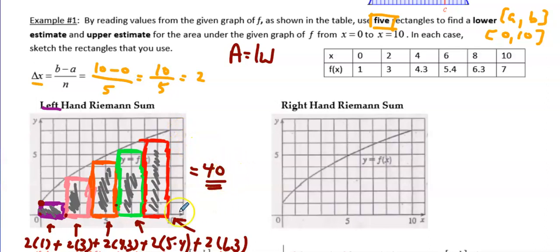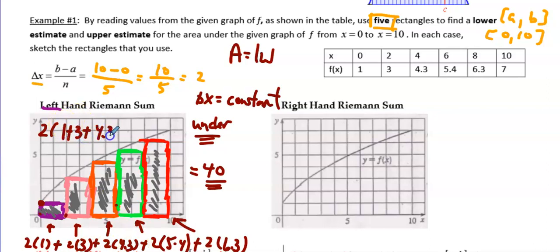So what we can now say about this is a couple things. One, again, it's an under approximation, right? And we'll talk more about that a little bit later on. And the other thing is that there could have been a shortcut here. Hopefully you guys realize that I could pull out a 2 for all of them. So when delta x is constant, we can actually pull out our delta x for all of them. So I could have essentially pulled out a 2, and then notice the numbers that I added: 1 plus 3 plus 4.3 plus 5.4 plus 6.3.